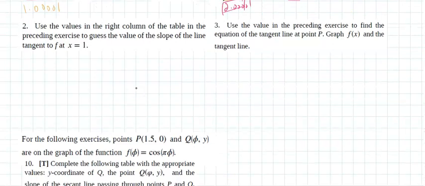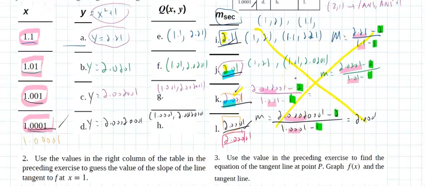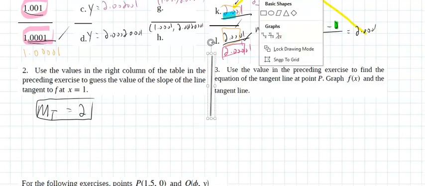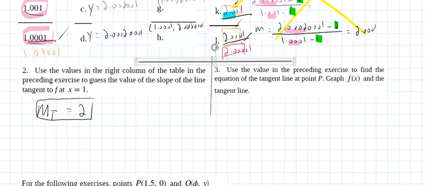Here it says on number 2 that follows that problem, use the values in the right column of the table in the preceding exercise to guess what is the slope of the tangent. Now this is how I'm going to write the slope of the tangent for now. Slope of the tangent, when x equals 1, my guess is from these values, it's actually a 2. And that's really the tough part. And that's the whole complex idea that we're going to work on in this first assignment.